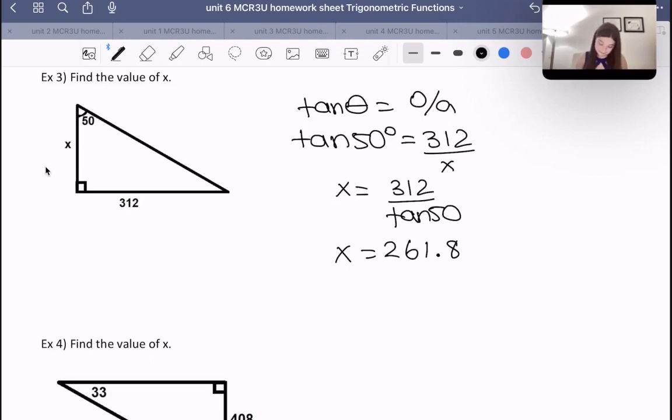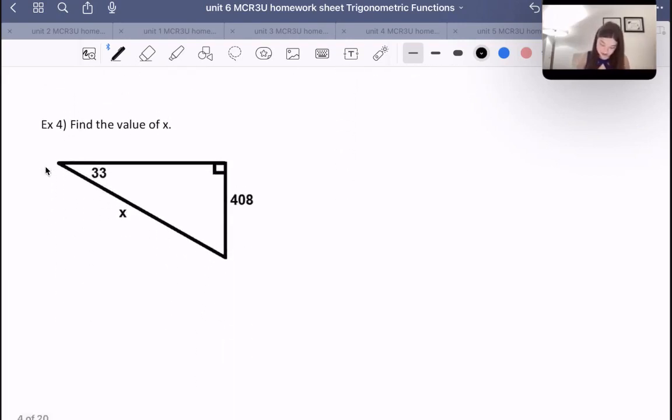All right, let's move on to example 4. In example 4, we have this angle is 33 degrees, and we would like to know what is x. So we need to find the hypotenuse, and we have the opposite. We don't have or need the adjacent. So we need to use a ratio that we haven't used yet, and that has opposite and hypotenuse. So that would be the sine ratio, right? So sine of angle theta is equal to opposite over hypotenuse.